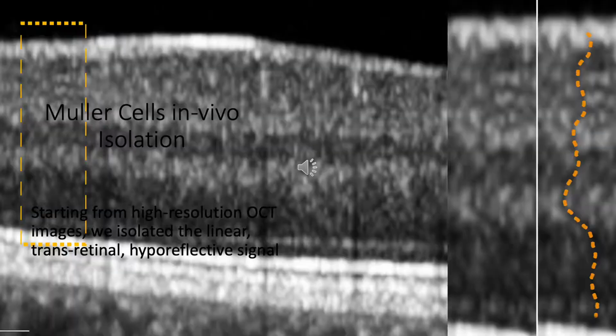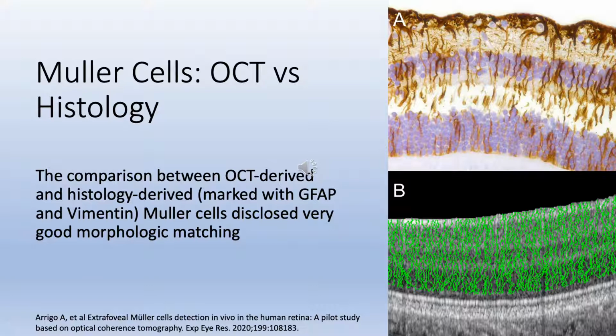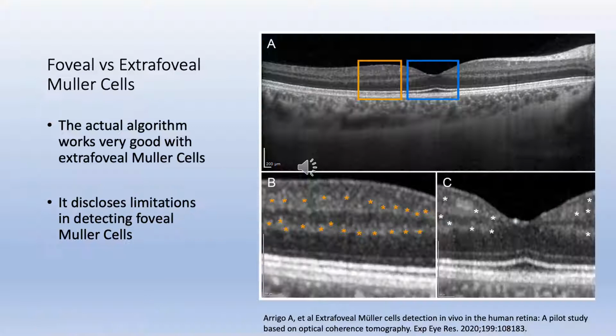In our study, starting from high-resolution OCT images, we isolated the linear transretinal hyperreflective signal. Our OCT-derived Müller cells show a very good match with histology-derived cells marked with GFAP and vimentin. In more detail, our algorithm worked very well with extrafoveal Müller cells. However, it shows limitations in detecting foveal Müller cells.